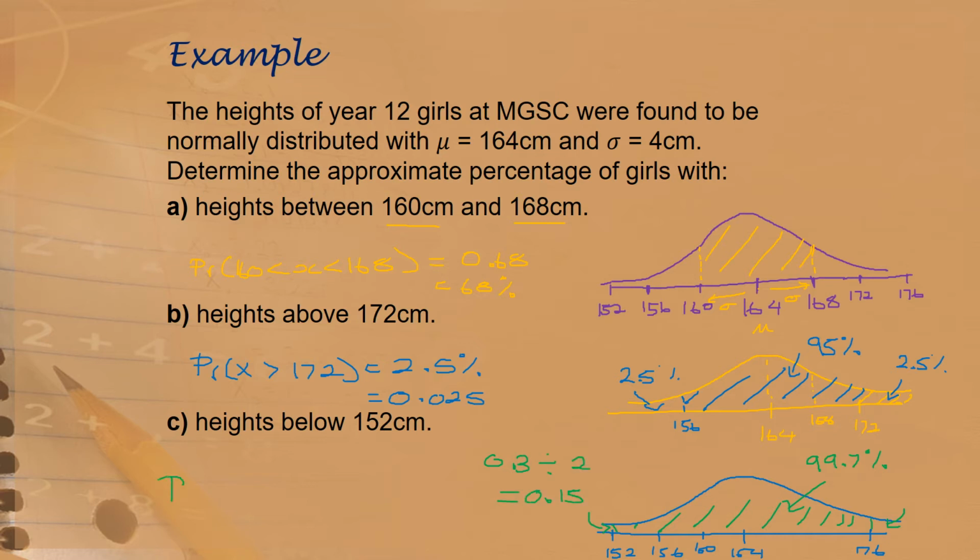So the probability that x is below 152 is equal to, that's the percentage as well, 0.3% left on either side, so 0.15% or 0.0015. So very, very unlikely.